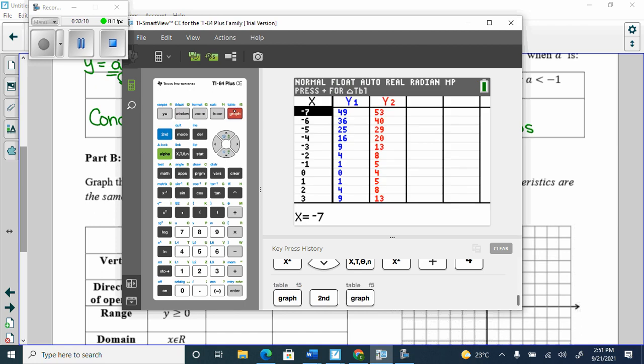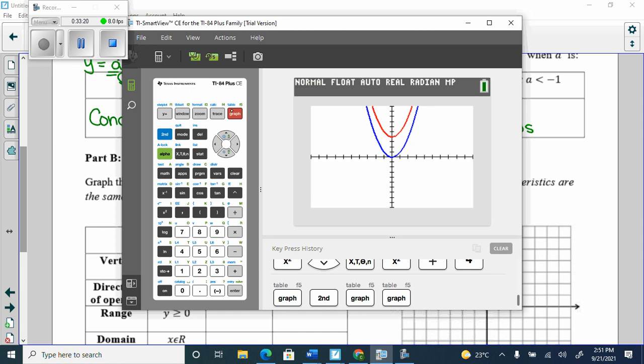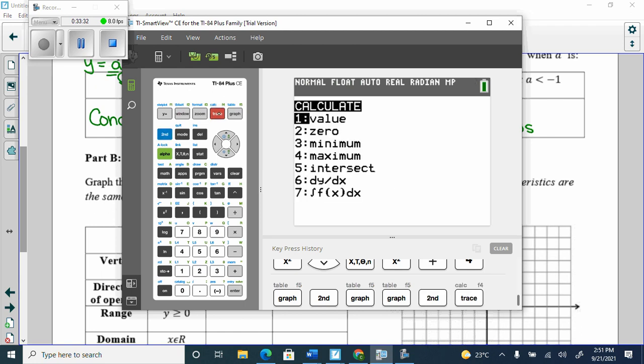Actually, before we draw that, we need to find the what? What should we always find first? The vertex, and in this case, it's a what? Is it a min or a max? That red one. It's a minimum because it's concave up, so the graph is at its lowest and goes higher, right? So we want to find the minimum, the vertex of the red. So we're going to go second, trace, minimum.